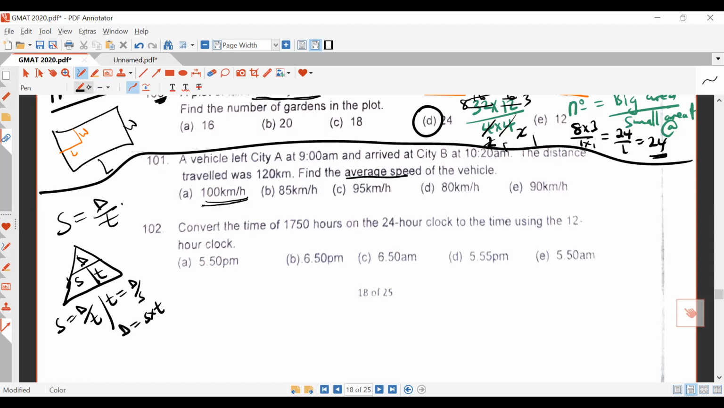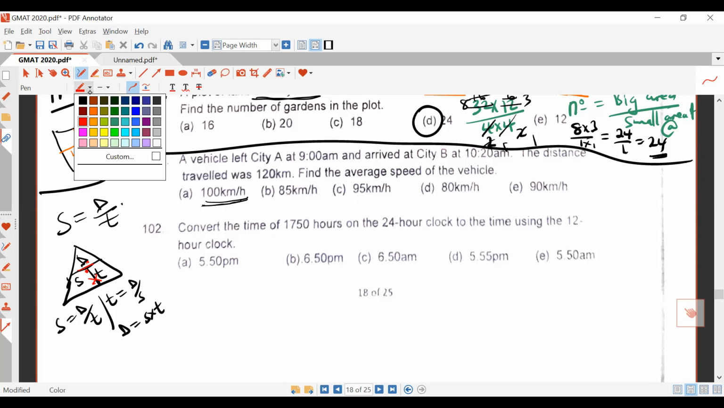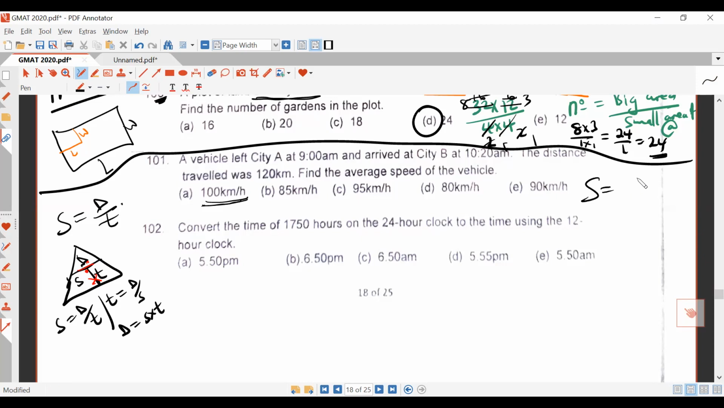In other words, what is below here means that we are dividing, and what is here means that we are multiplying. But anyway, the question says find the average speed. So all we need to remember is that speed is equal to distance divided by time. Now in the question, do we have the time? Yes, what time is it? 10 minutes, from 9 a.m. to 10:20 a.m.